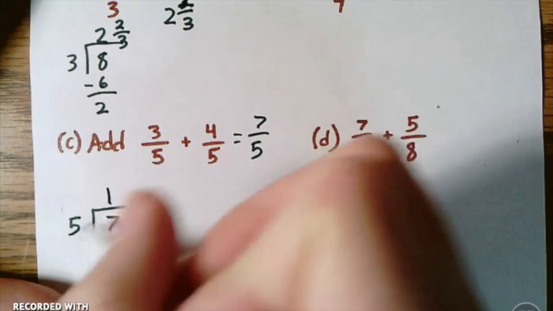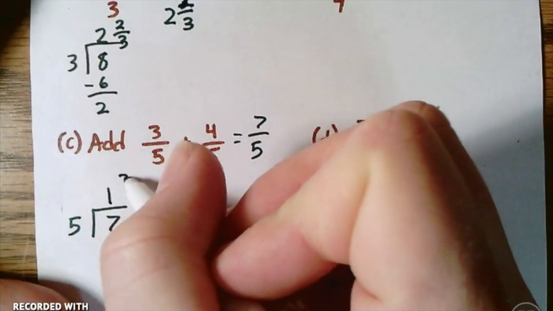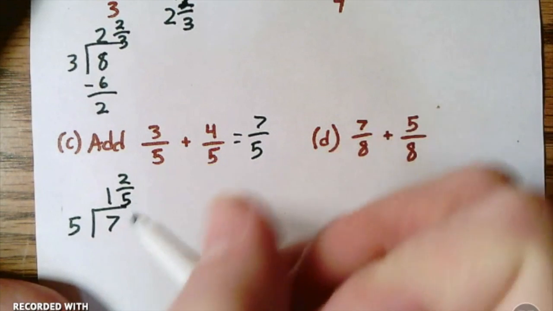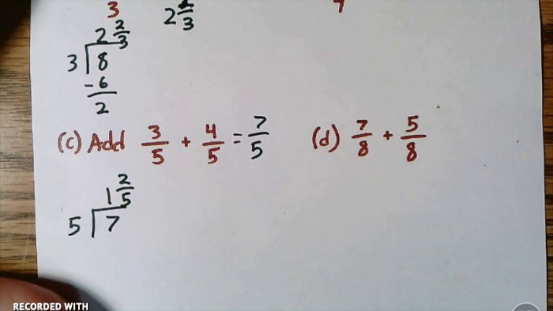It goes in 1 time. It has a remainder of 2. And the denominator is my divisor. So my answer is 1 2/5 instead of 7/5. Go ahead and try example D on your own. It's the same type of step.